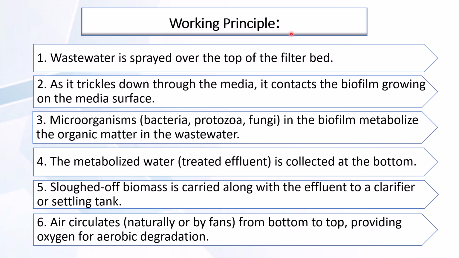So the working principle of the trickling filter is as follows. The wastewater is sprayed over the top of the filter bed. As I have discussed earlier, as it trickles down through the media, it contacts the biofilm growing on the media surface. The microorganisms like bacteria and protozoa in the biofilm metabolize the organic matter. That treated effluent is collected at the bottom.